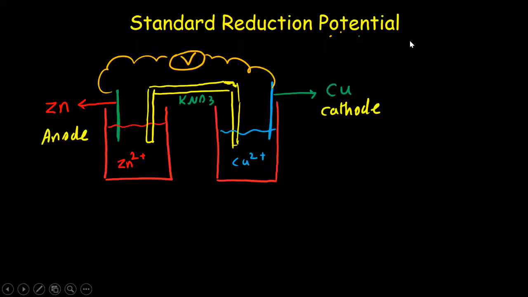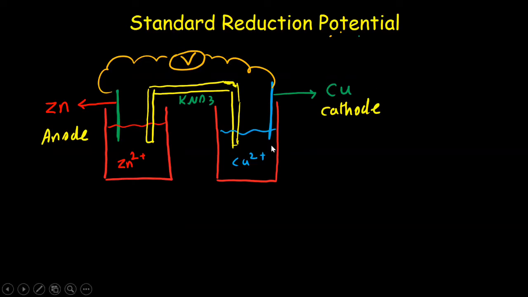In this video, I'm going to explain the standard reduction potential and how to use it. In my previous video, I explained galvanic cells and how they create a current, which is the result of potential difference between two half cells.